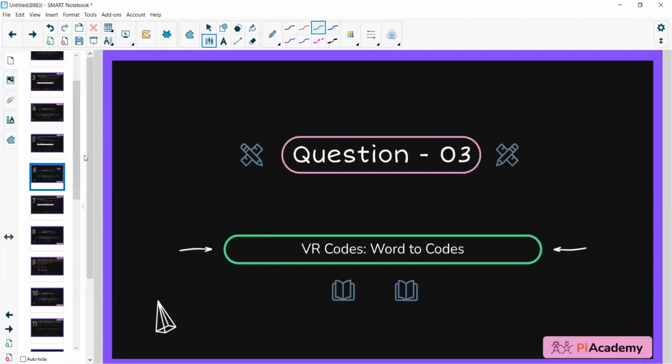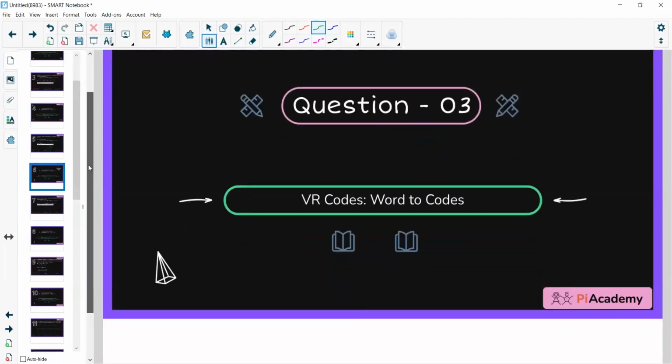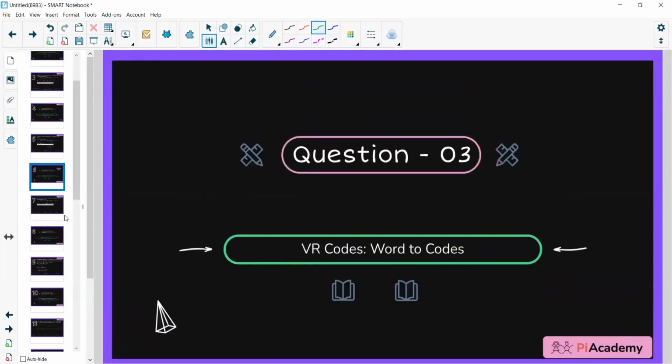Now the third topic, same from the VR course. Here we will be discussing word to codes.